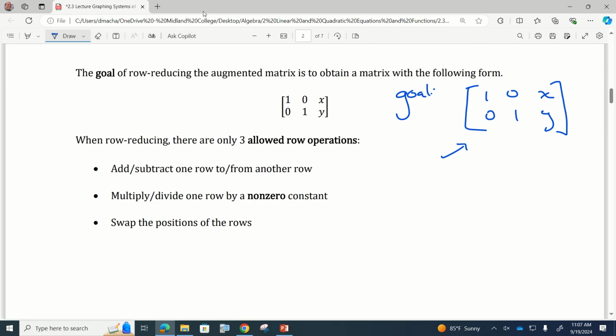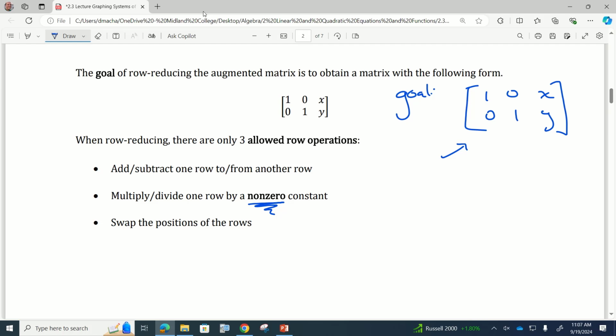You also can't multiply or divide by 0. You can't divide by 0 because that's not defined. And you can't multiply a row by 0. Otherwise, you would lose some of the information in the problem. You just get a row of 0, 0, 0. We don't want that. So I specifically wrote, you can multiply or divide a row by a non-zero constant.